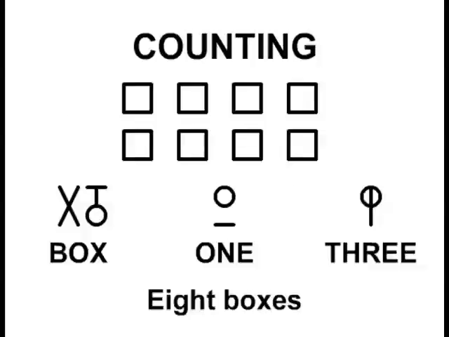Pegakibo numbers are treated like descriptors. To say 8 boxes in Pegakibo, one would say "gato bu pi," which literally means "box 1, 3."